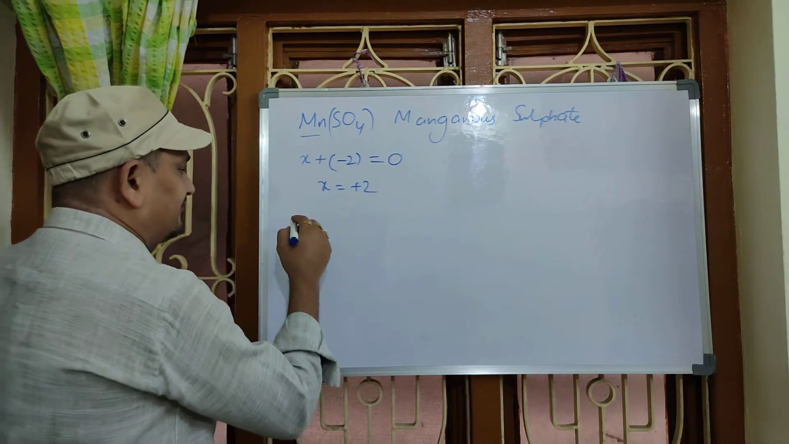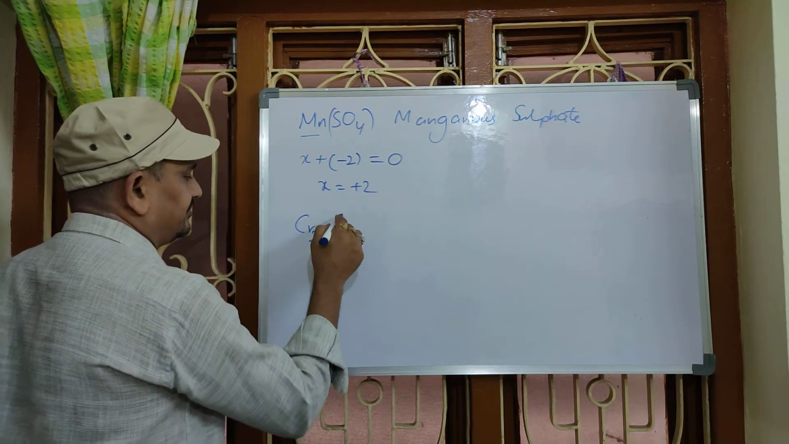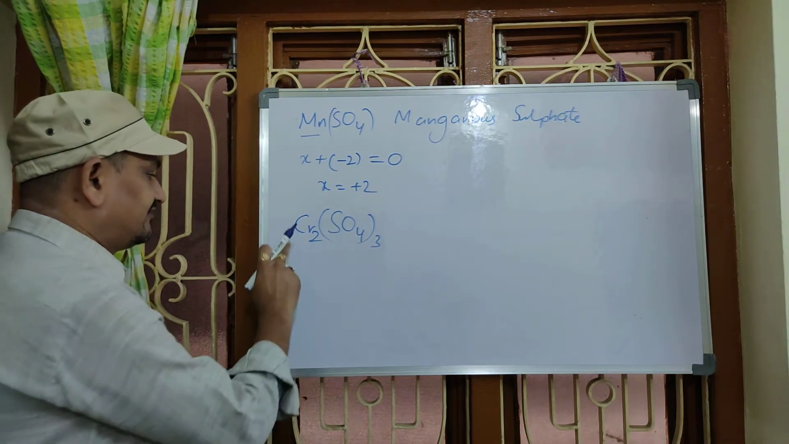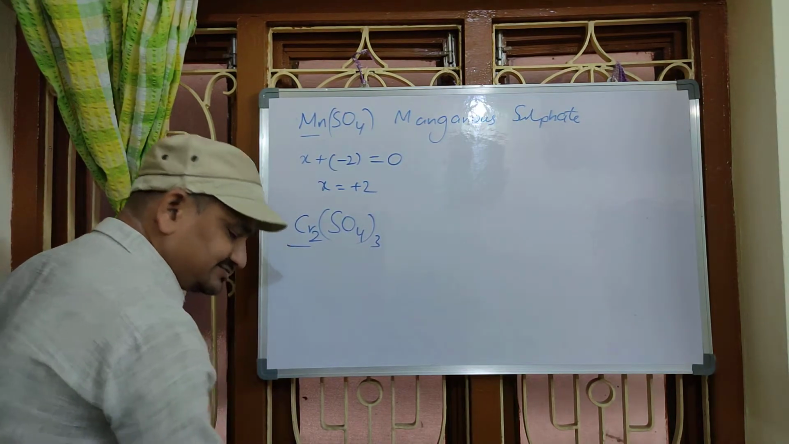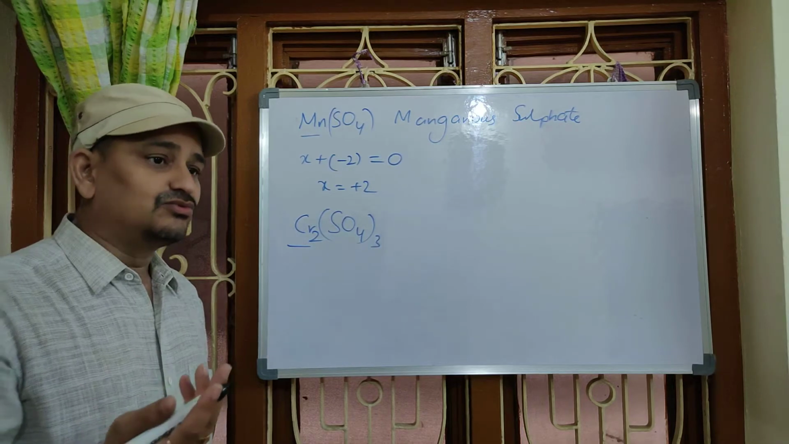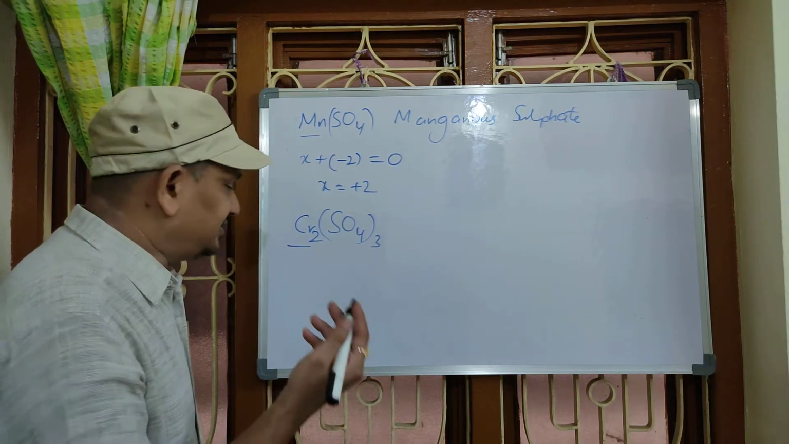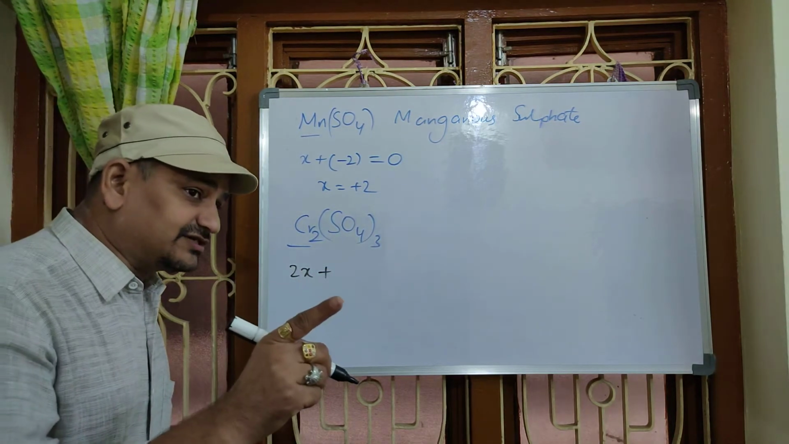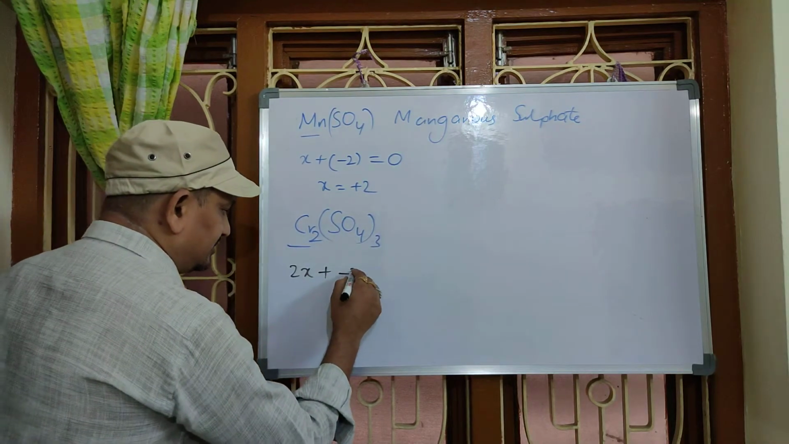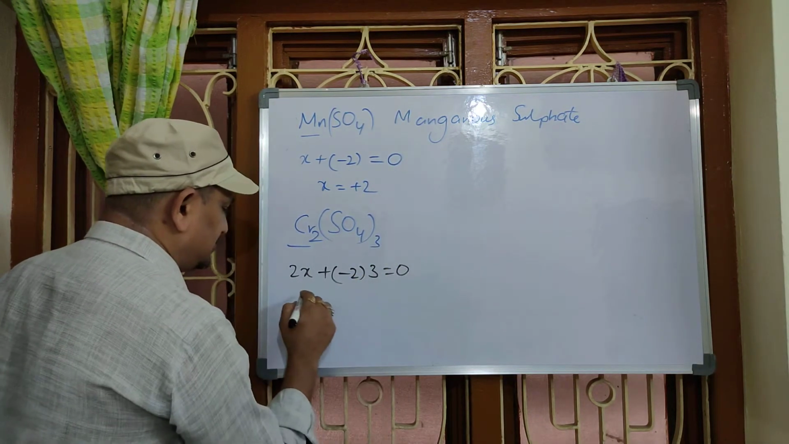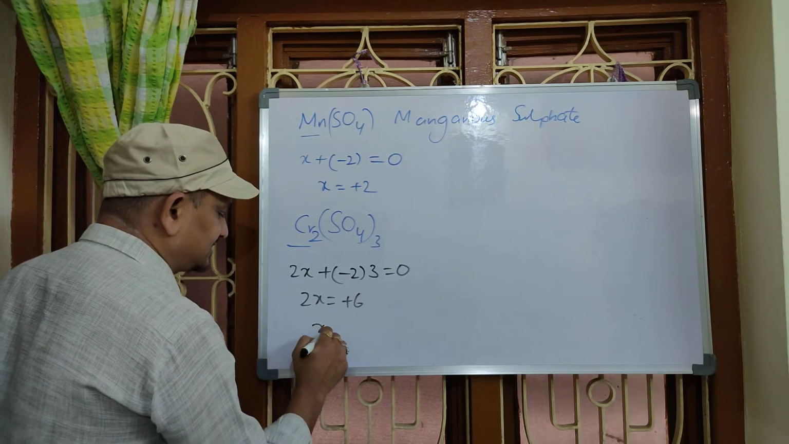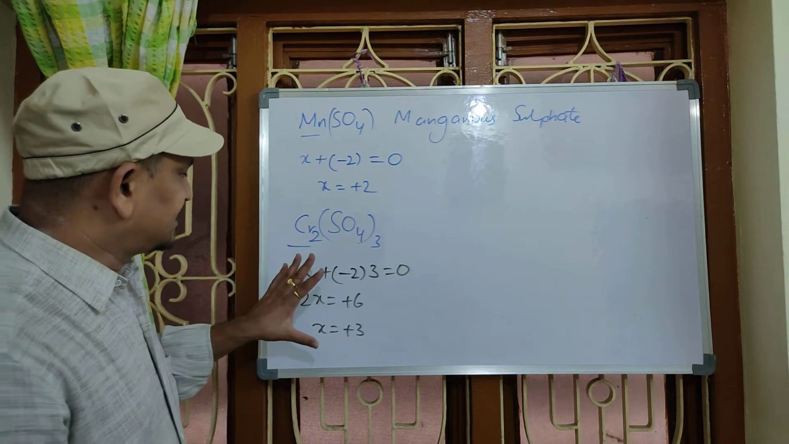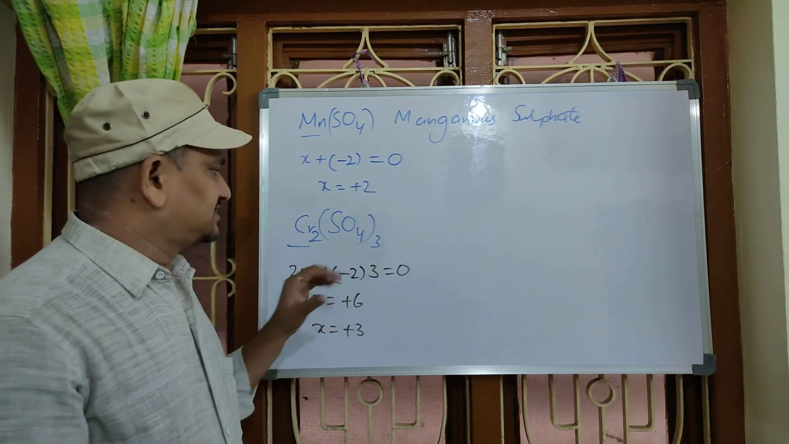Understood? Similarly, find oxidation state of chromium in chromium sulfate, Cr2(SO4)3. As it is not known, what we have to do? Take X for each chromium. For 2 chromiums, 2x. And for each sulfate, what's the charge? Minus 2. Very good. Minus 2 into 3 equals 0. So 2x equals plus 6. X equals plus 3. Understood? So this is how different cases can be studied.